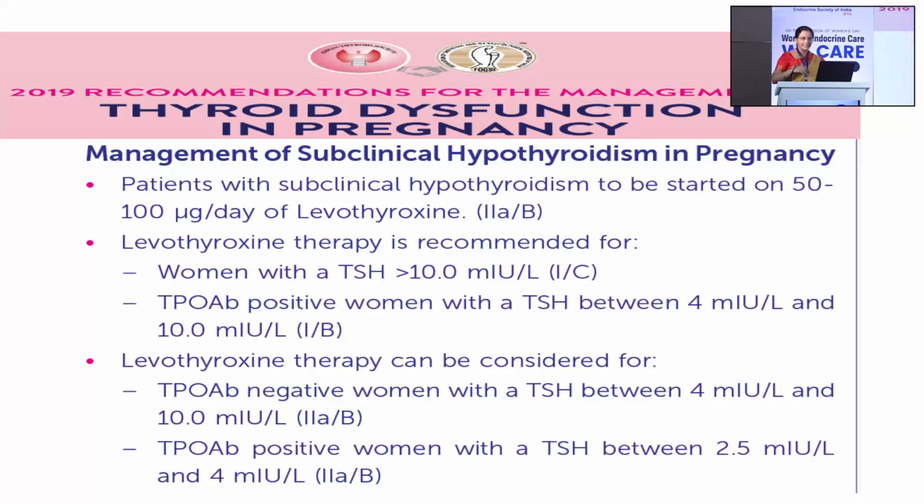So when it is less than 10, what should be done is what the guideline addresses. Patients with subclinical hypothyroidism are to be started on 50 to 100 micrograms per day. It is recommended for a pregnant woman with TSH more than 10, irrespective of the antibodies, and TPO positive women with TSH between 4 and 10 should be treated, but you can consider not treating when the woman is between 4 and 10 if the antibodies are negative.